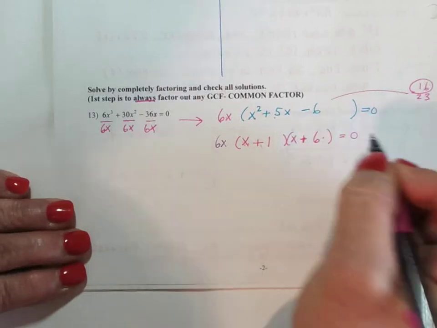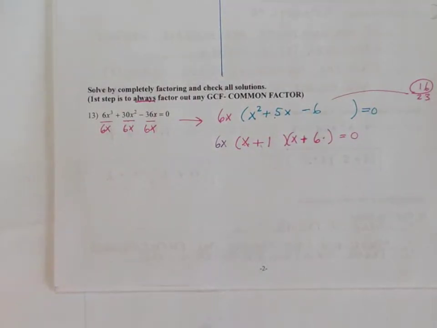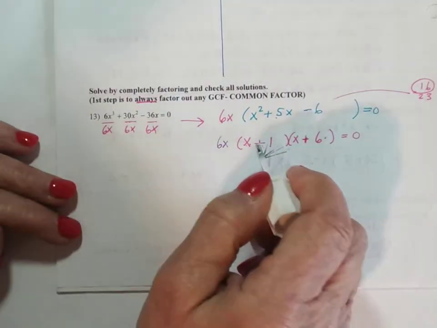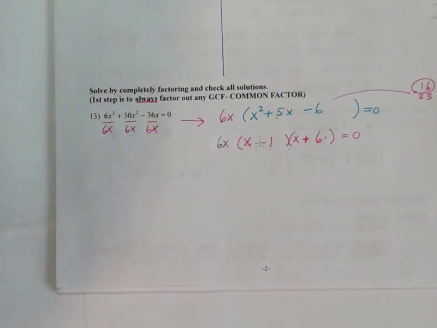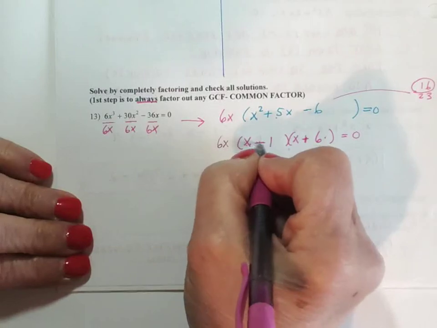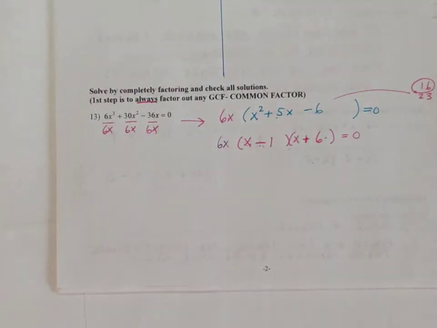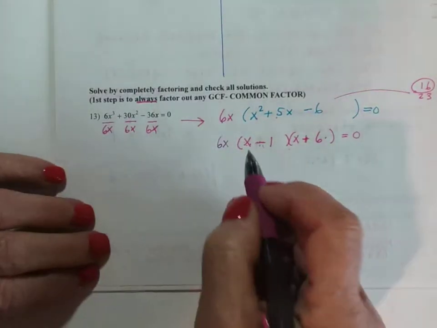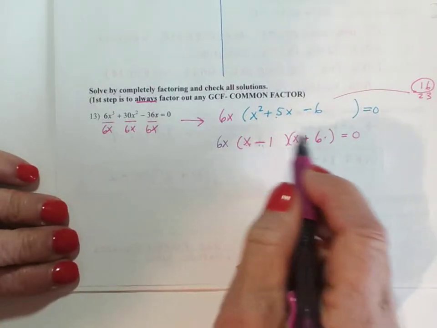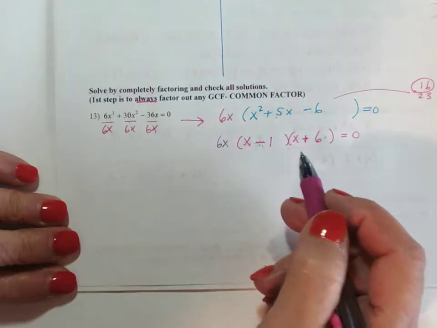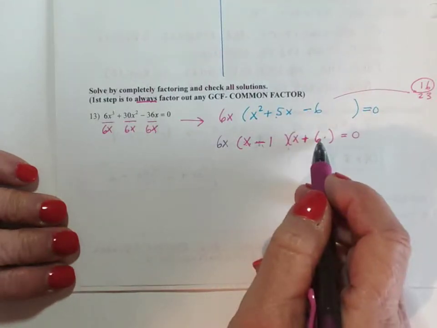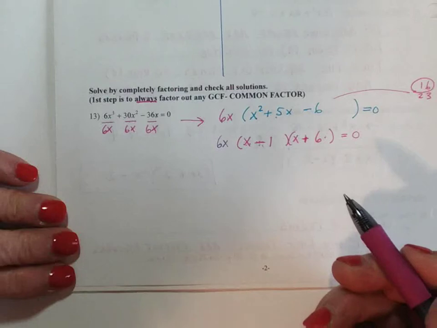This is positive, and that's negative, right? So this one's negative. And I found that by making sure that I multiplied. X times x, x squared, 6x minus x gives me my 5x, much better. Negative 1 times 6 is negative 6.